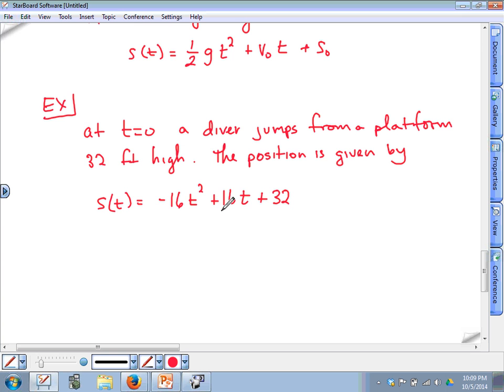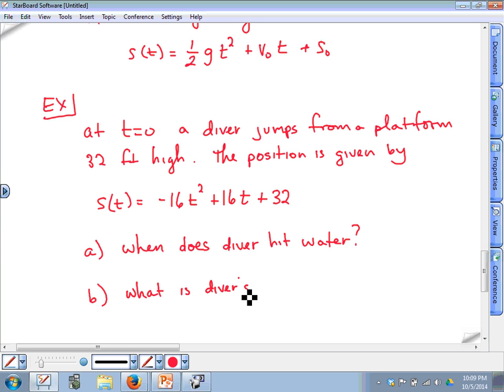Now you do have to pay attention in these position functions to the initial velocity. It's positive 16, which means he jumped up first before he started to travel downward, which makes sense, most divers do. So part A is when does the diver hit the water, and part B is what is the diver's velocity at impact.